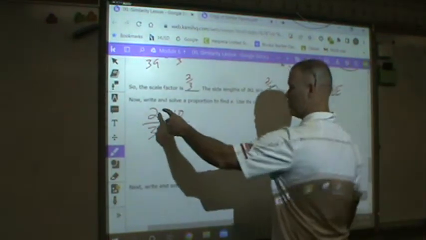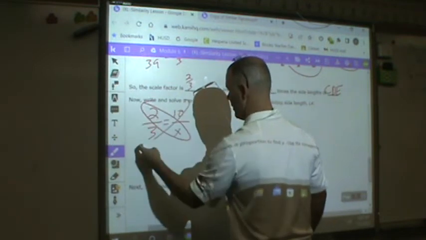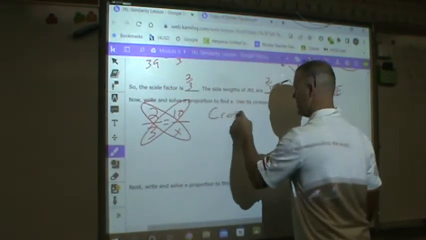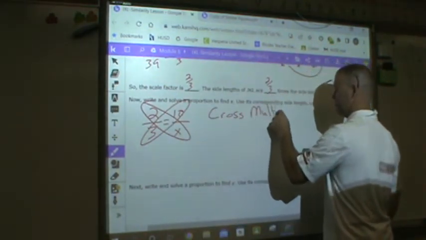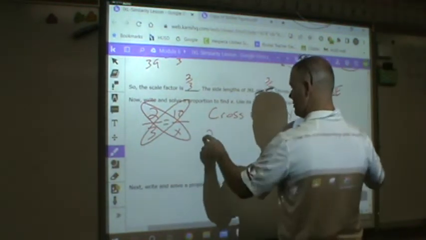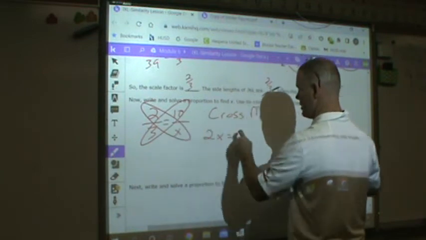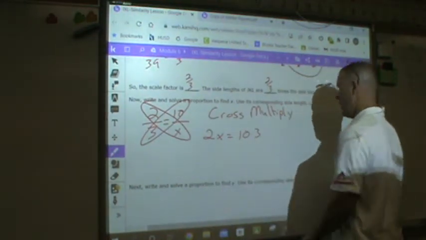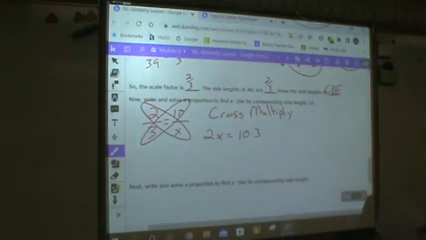How do I solve proportions? Right here. You cross multiply. Now watch what happens when I cross multiply. 2 times x is 2x. That's equal to 3 times 10. And I didn't multiply those two. Why did I not multiply those two?